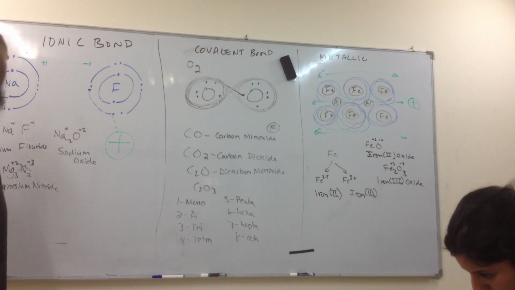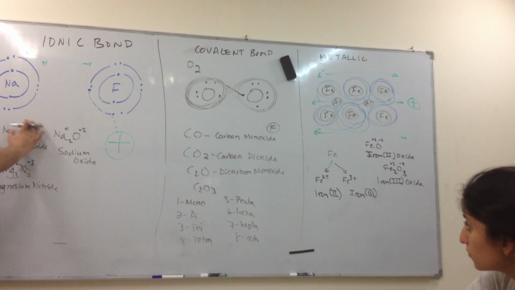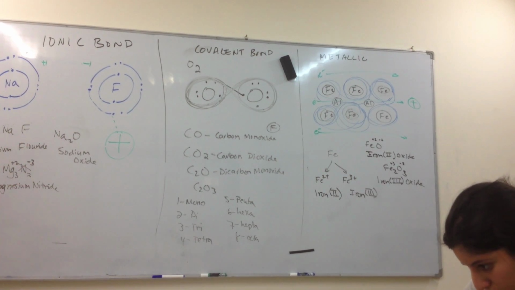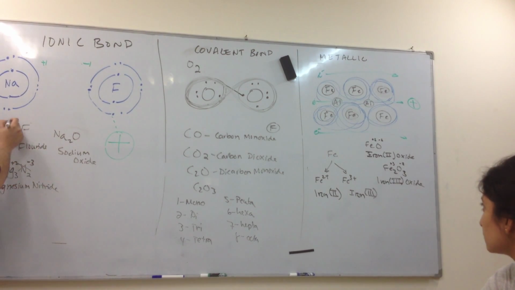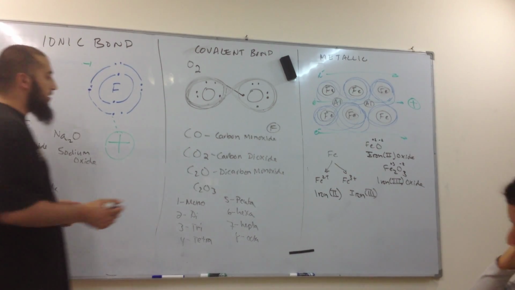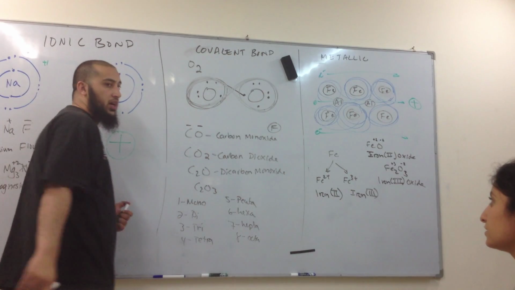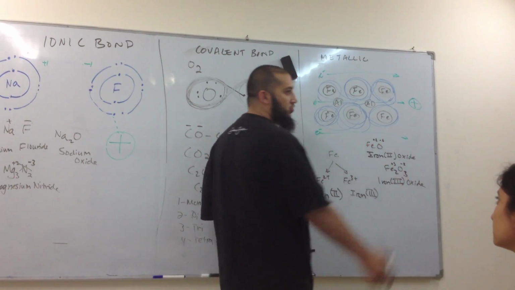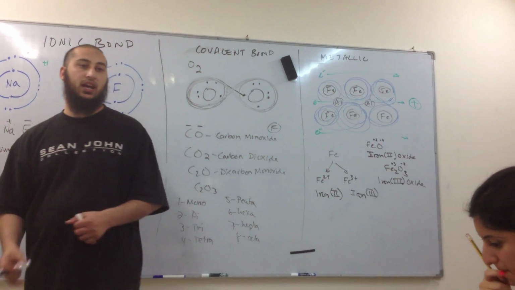Now, just real quick, if you ever get confused with this ionic bond, covalent bond thing, just remember, this is a plus and minus, right? So what kind of bond is this? Ionic. This is minus and minus, so what kind of bond is this? Covalent. And this is plus and minus as well, but it's a transition metal, so it's going to be metallic. Got it? That's good.